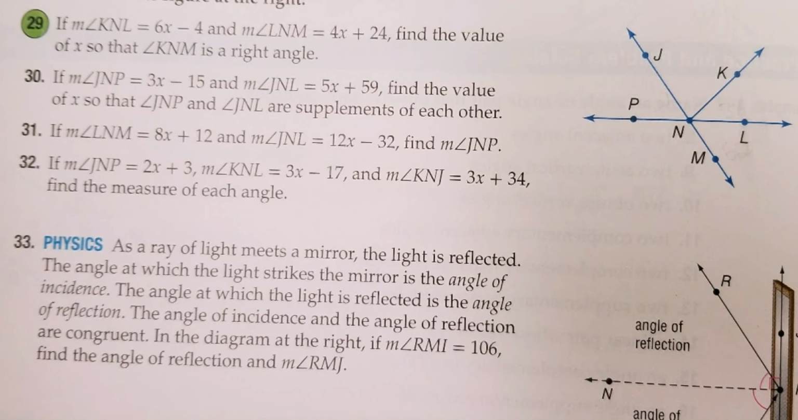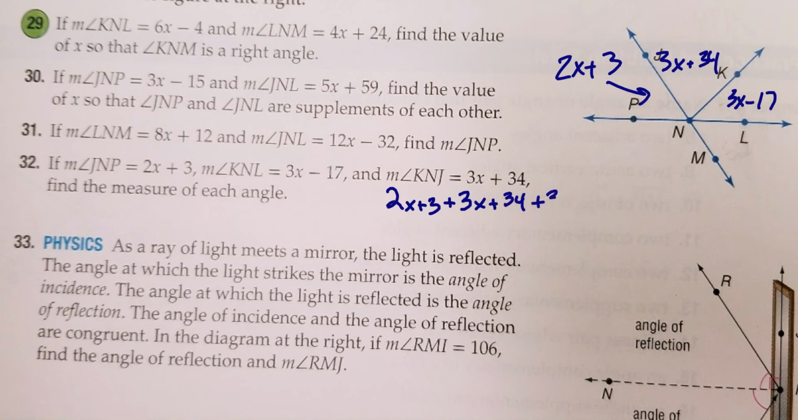32, I have JNP, so JNP right here is 2x plus 3. I have K and L is 3x minus 17. And I have K and J is 3x plus 34. So together, they make a line. So I'm going to put all of them together. I'm going to say 2x plus 3 plus 3x plus 34 plus 3x minus 17 equals 180. The x's go together, I get 8x. And the numbers go together, so I get 37 minus 17 plus 20 equals 180.